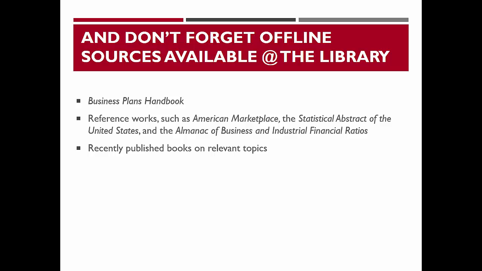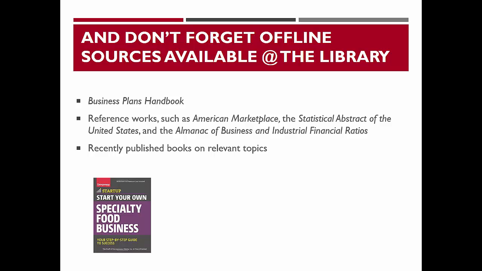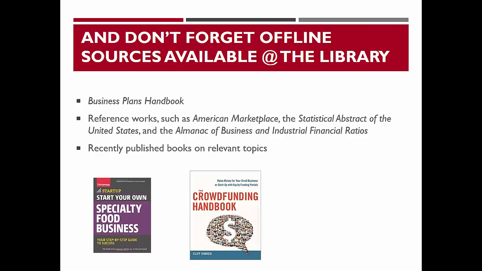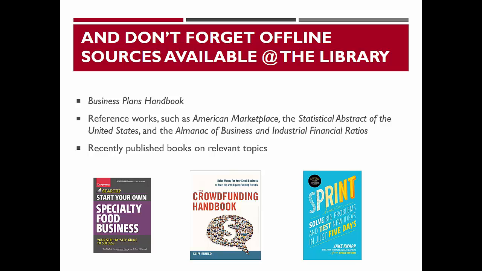In addition to these reference works that are available in the reference section of the library, we also have a bunch of recently published books on business-related topics that you can check out from the library and take home. Some of the ones I found doing a quick search included Start Your Own Specialty Food Business, Crowdfunding Handbook, Sprint: How to Solve Big Problems and Test New Ideas in Just 5 Days, and a number of other recently published books. So we have books you can check out on recent topics, as well as reference materials that you can use here in the library.